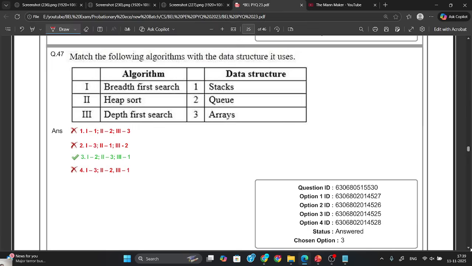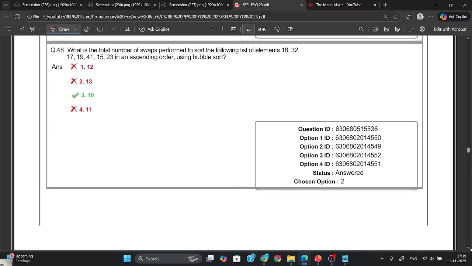Match the following algorithms with the data structures they use. So you can match this one: breadth first search will come under queue, heap sort will come under array, and depth first search will come under stack. So this option is correct. 3 is your right answer.